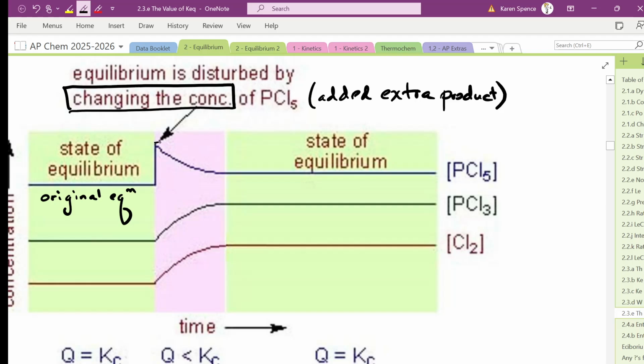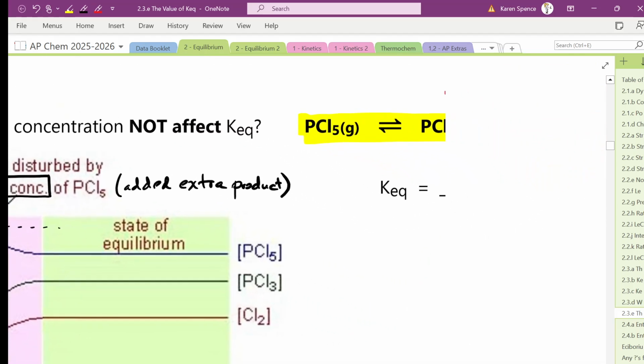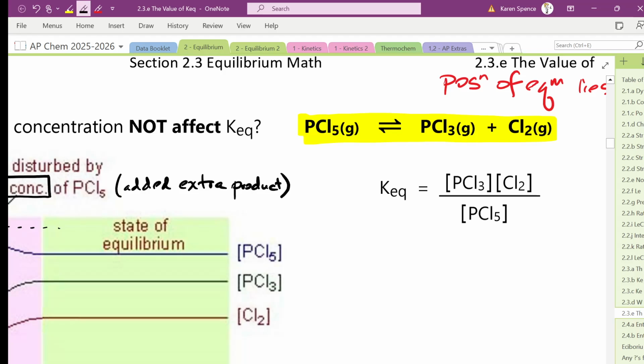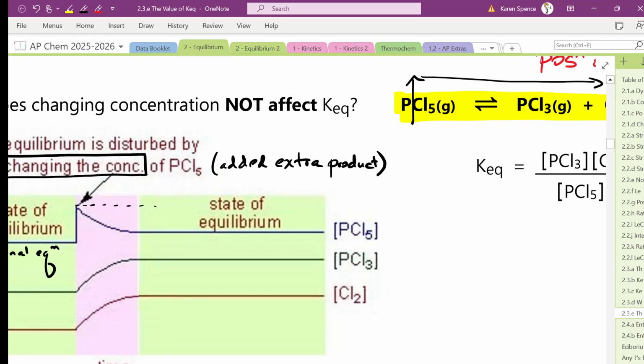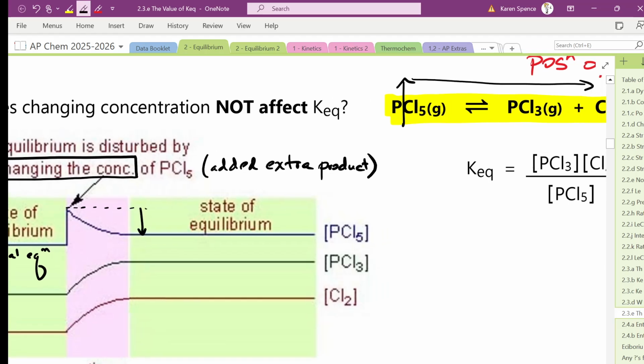Now, that means that if we add extra product, or sorry, not product, reactant, we have added PCl5. So which direction will this shift? To the right, which means we are going to be using up PCl5, so it goes down, and we're going to be making PCl3, so it goes up, and we're going to be making Cl2, so it goes up.